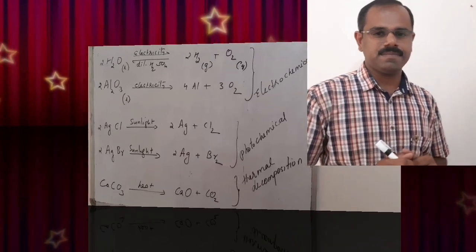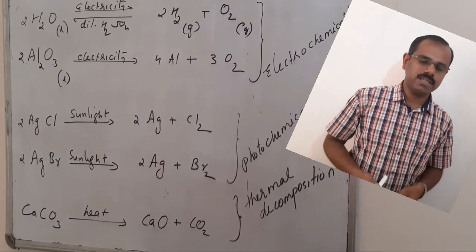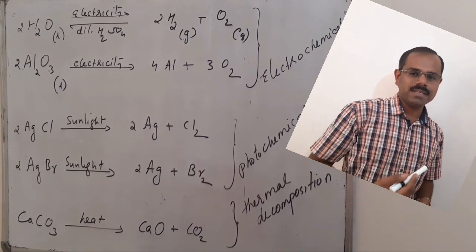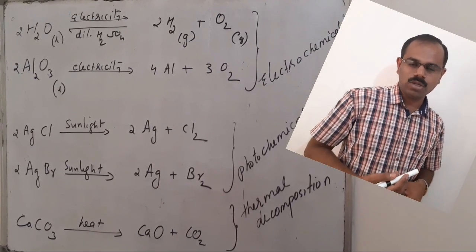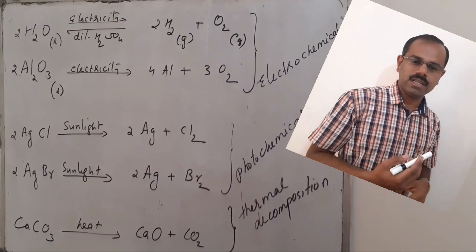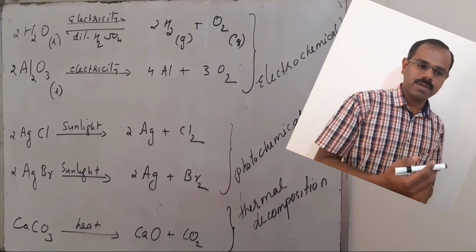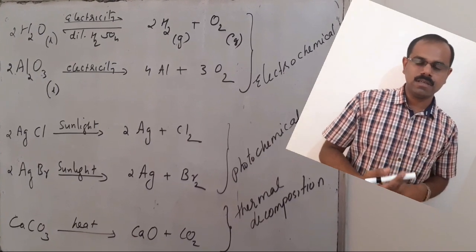Let us see. The first two equations are called electrochemical reactions because the decomposition takes place only when electricity is passed through. And the next two equations can be called photochemical reactions because this reaction is carried forward only in the presence of sunlight. And the last reaction takes place by heating. So it is called thermal decomposition reaction.